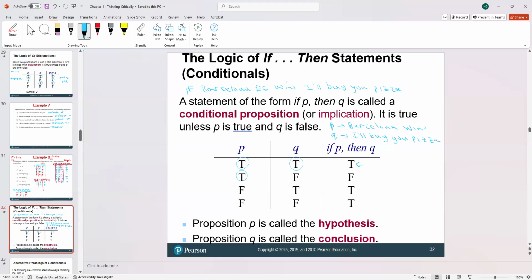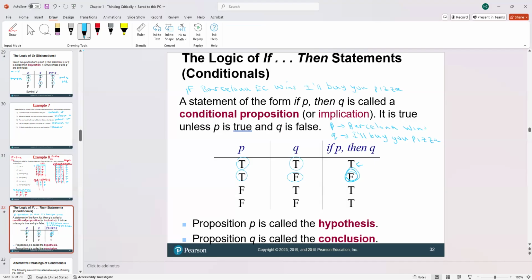Barcelona wins. I don't buy you pizza. I don't keep my promise. That's false. I lied to you. So you see, the only time it's false is when the first proposition is true and the second one is false. Barcelona wins, I don't buy you pizza, then I don't keep my promise.